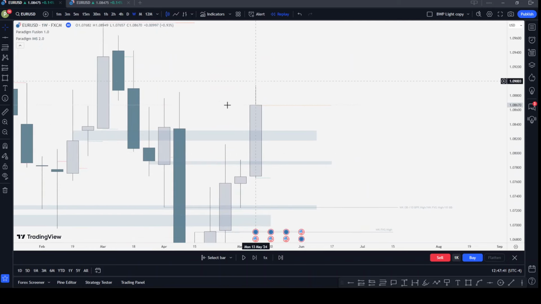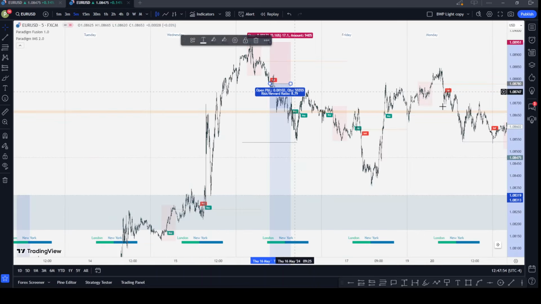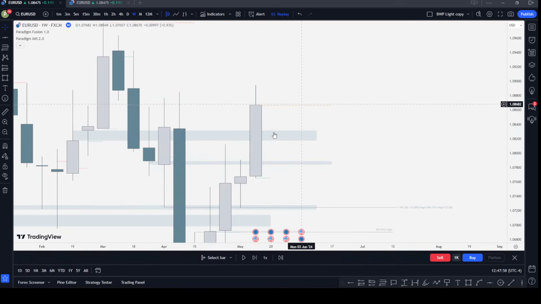But it still doesn't mean you can't take a short. Still doesn't mean you can't, because you don't know if at the end of this week price is going to close above it or not. So we took a short right here, right, and then we wait to see how the week is going to close, and here we saw that we had a close above it.